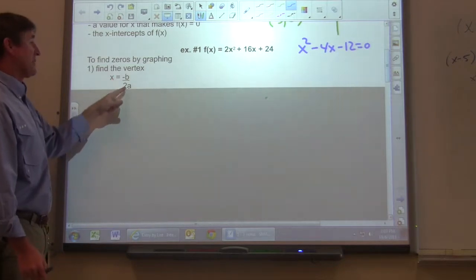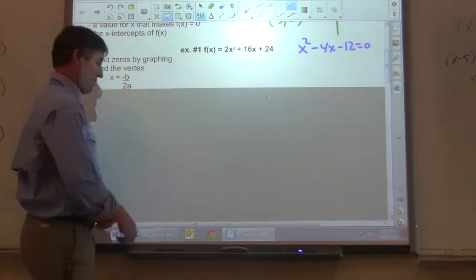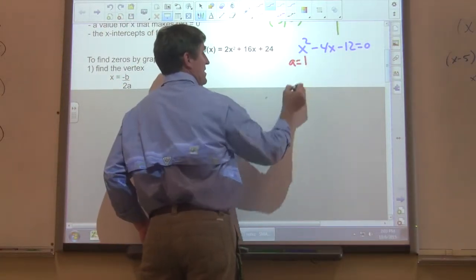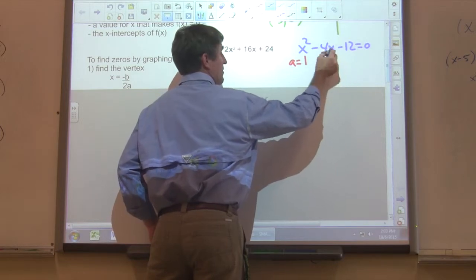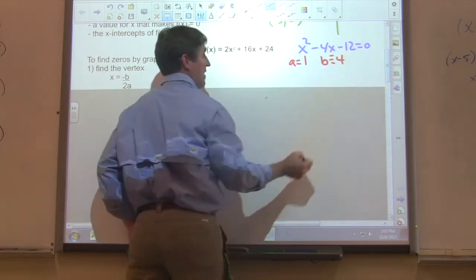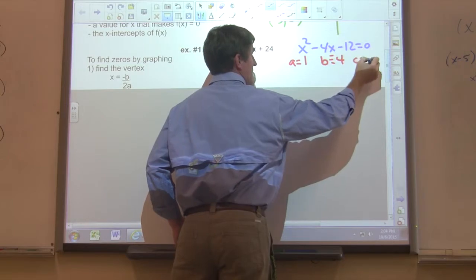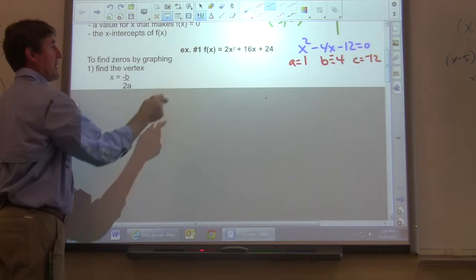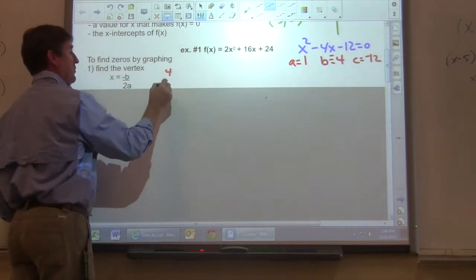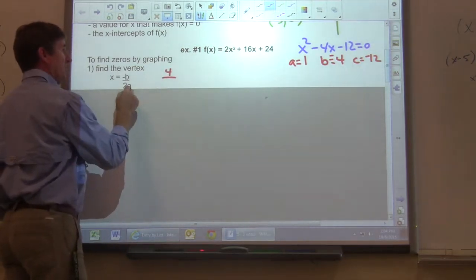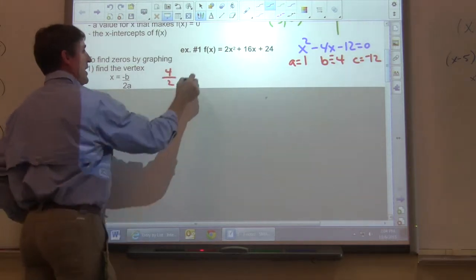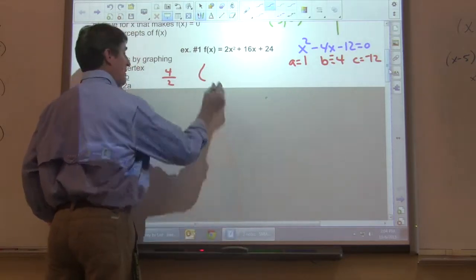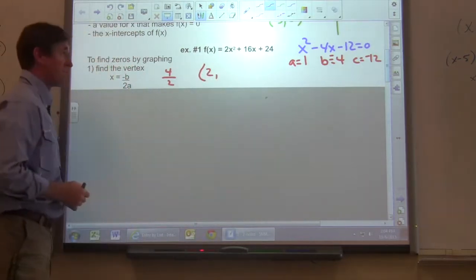And remember, to find the x value of the vertex, you do negative b over 2a. Since there's no number in front of a, it's considered to be a 1. B is the number multiplied by x, so that's negative 4. And c is the constant by itself, which would be negative 12. So the opposite of b is a negative 4, so that would become positive 4, divided by 2 times 1, which is 2. And so my x value of the vertex is going to be 4 divided by 2, which is 2.